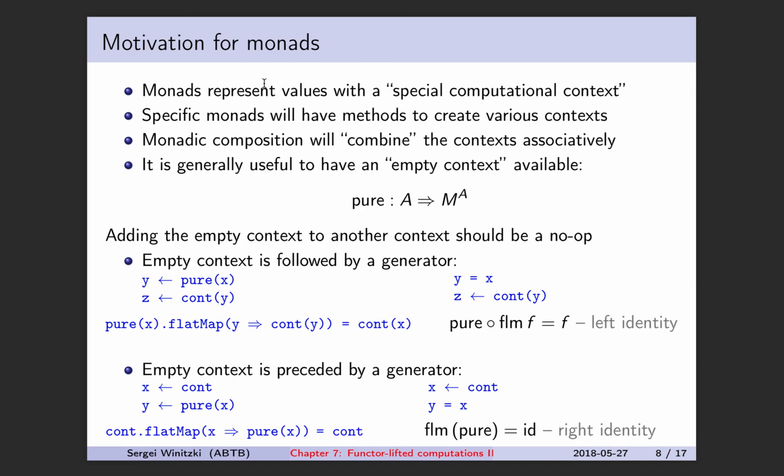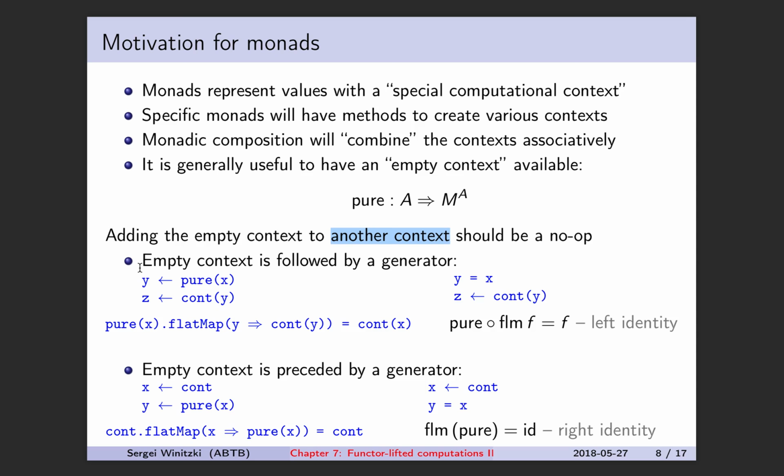The next topic is a full monad. Now, the full monad has the method pure in addition to flatMap, and the pure represents an empty context. I explained that monadic composition can be seen as a combining of contexts, and so combining an empty context with another context should be a no-op. It should not modify this other context.